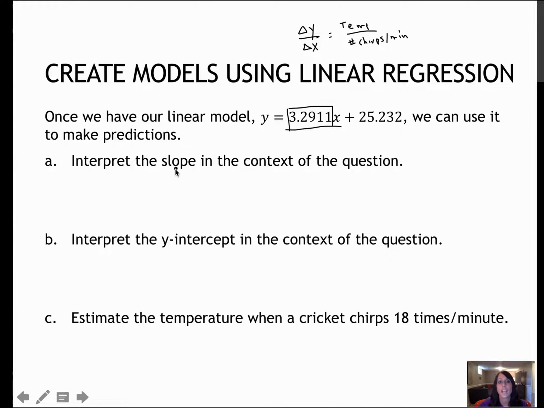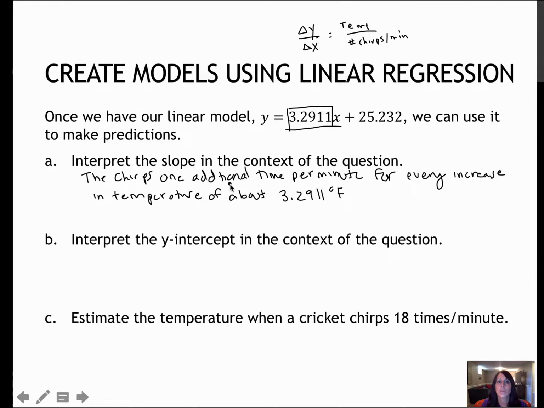When we interpret a slope, we always say for every additional x, there's an additional whatever in y. I'm going to say the cricket chirps 1 additional time per minute for every increase in temperature of about 3.2911 degrees Fahrenheit. So that is increasing, y is increasing temperature as x is 1, because I would write that over 1. So the cricket chirps 1 additional time per minute for every increase in temperature of about 3.291 degrees.